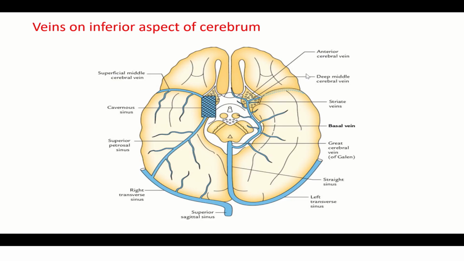You can see the deep middle cerebral vein, and you can see the striate veins. All three of them join to form the basal vein of Rosenthal at the anterior perforated substance, and you can trace it here. It goes around the cerebral peduncle, medial to the uncus and parahippocampal gyrus, and then it joins the great cerebral vein of Galen.